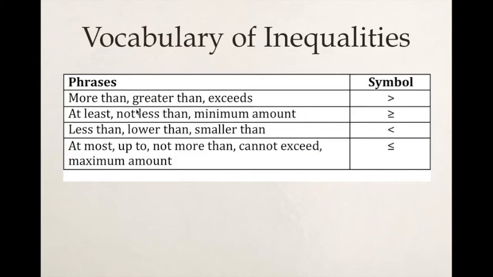If we hear something like more than, greater than, exceeds, it's always the greater than symbol. If we hear at least, not less than, or a minimum amount, it's greater than or equal to. Less than, lower than, or smaller than is less than. And at most, up to, not more than, cannot exceed, maximum amount, this is a less than or equal to sign.